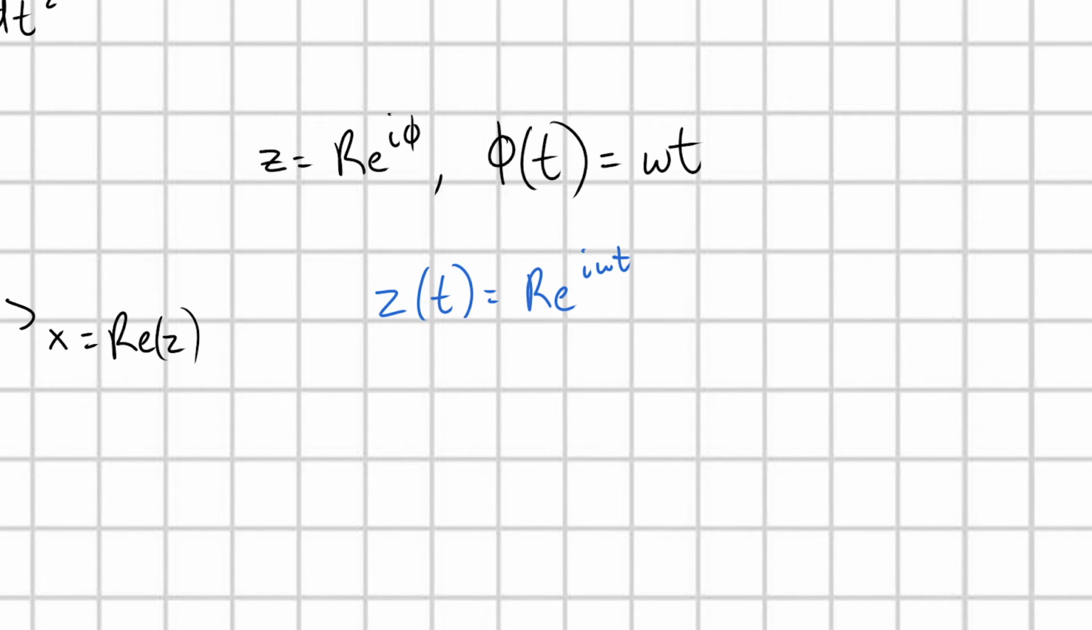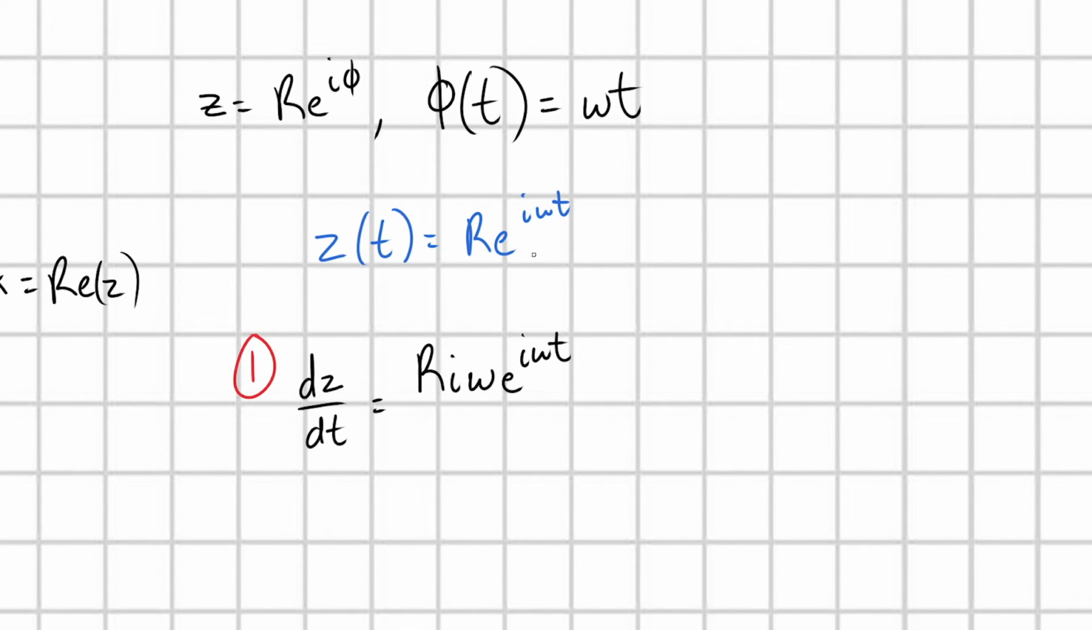Okay, let's go through the statements like we did before. So first, let's get the velocity of my particle. dz/dt is equal to r times i omega e to the i omega t. All I did was carry out the chain rule, I took the derivative. Let's match our terms here. So right, here's r, here's e to the i omega t. So this is equal to i times omega times z, and z is a function of time. Are we feeling really good about that? I just performed a substitution.